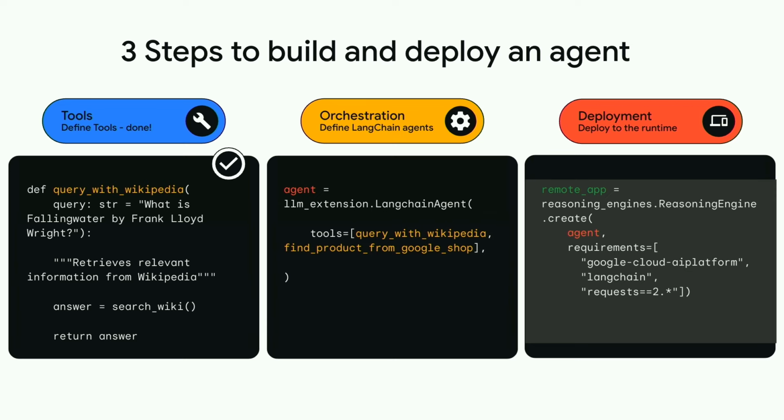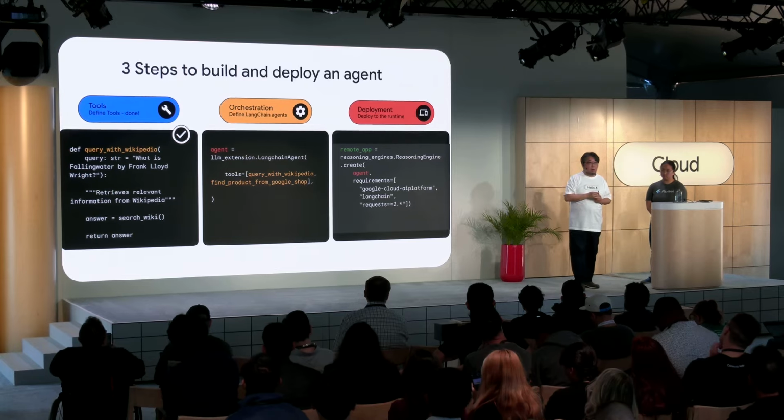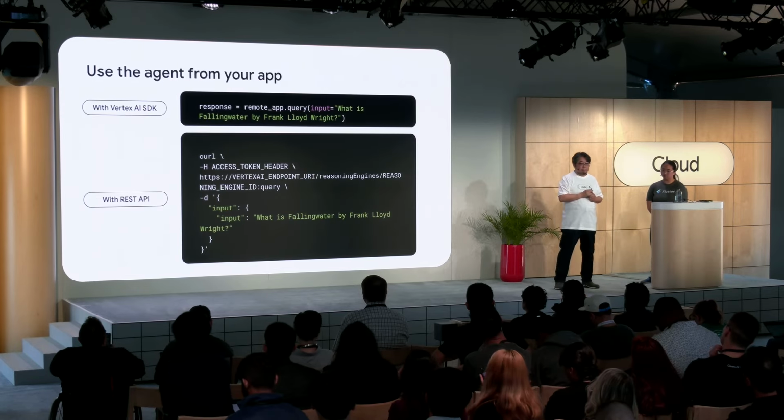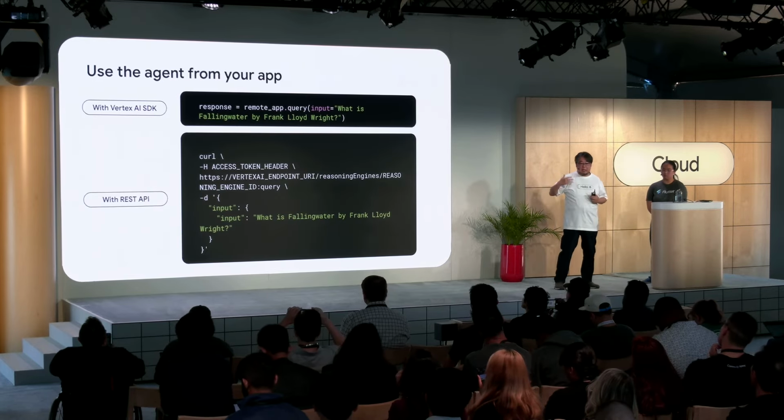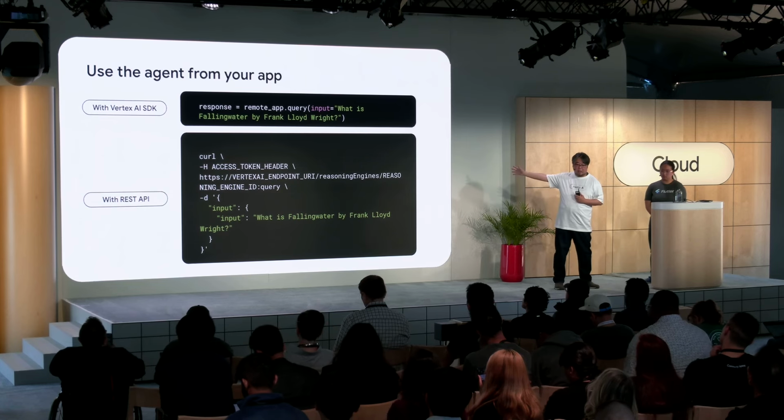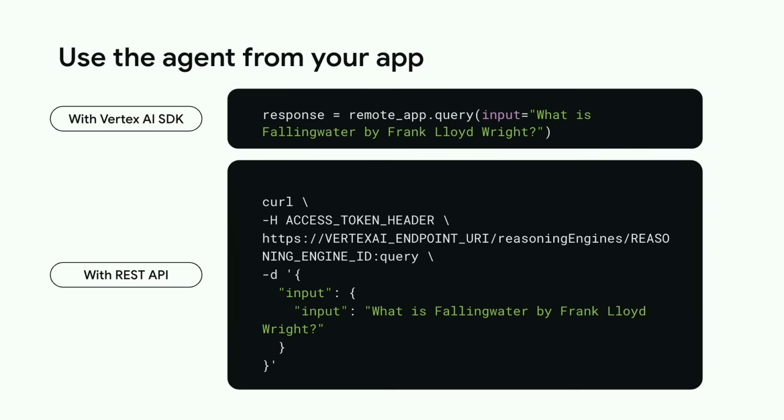Lastly, you can deploy the agent to the reasoning engine runtime. It creates a container image that encapsulates the agent and the tools. The runtime provides a scalable, fully managed platform for the agent without the effort of designing, building, and operating your own infrastructure for providing AI agents. And that's it. You can start using the agent with the Vertex AI SDK or REST API from your app by specifying which agent you want to use and passing the request.